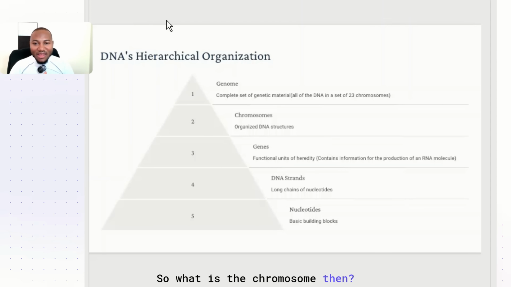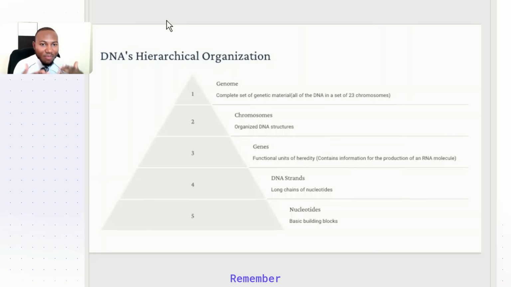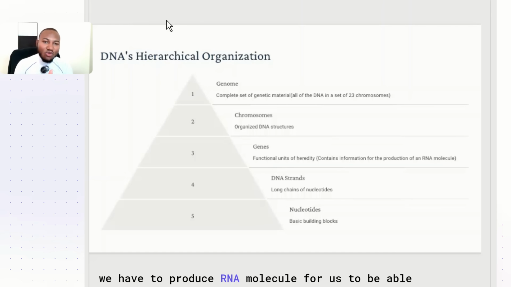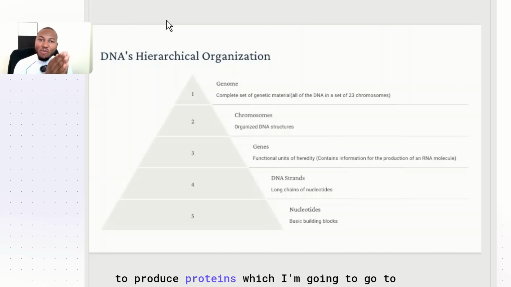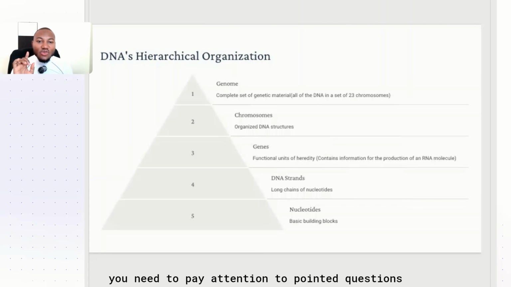So what is the chromosome then? The chromosome is an organized DNA structure. And when you are talking about the gene, you are talking about the functional unit of heredity, which contains the information for the production of the RNA molecule. Remember, we have to produce RNA molecules for us to be able to produce proteins, which I'm going to go to later. I'm just picking out the pointed examples where you need to pay attention to.